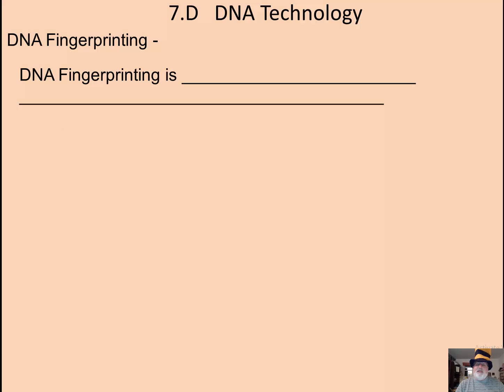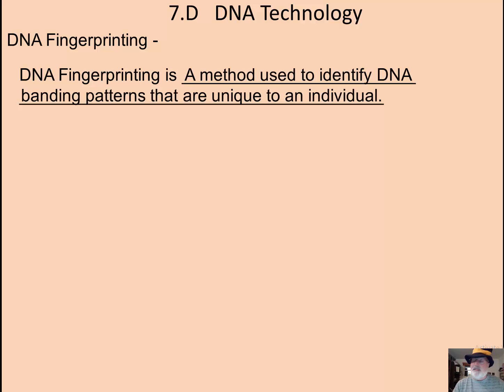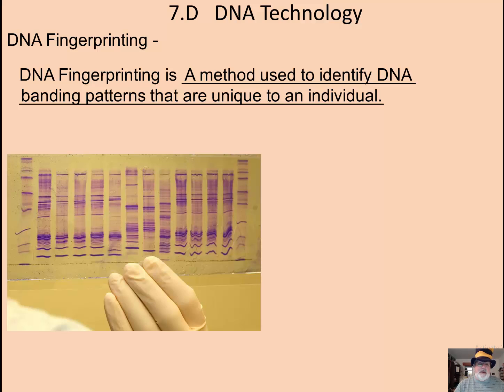DNA fingerprinting. DNA fingerprinting is a method which we actually use to identify the DNA banding for a unique individual, and they actually say it's more individual than a fingerprint. I'm not sure if that's true or not, but this is a DNA sample taken from an individual, and you can see all these little lines that are on there. The doctor's holding it up, and you see all these little lines.